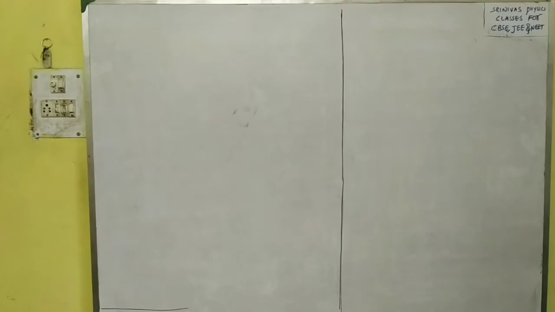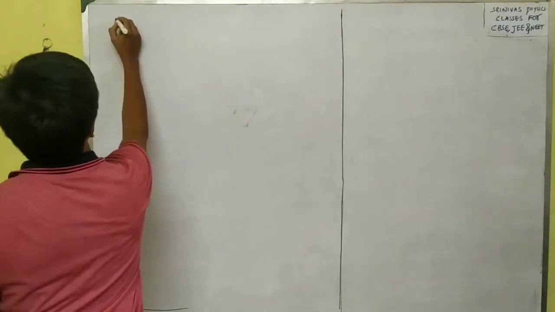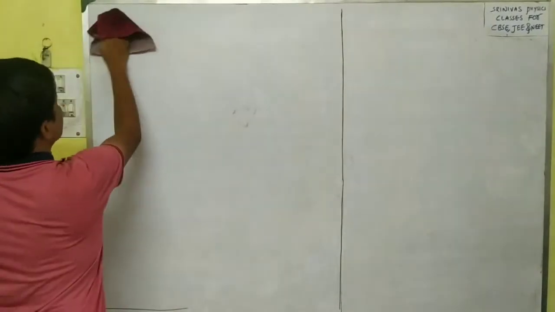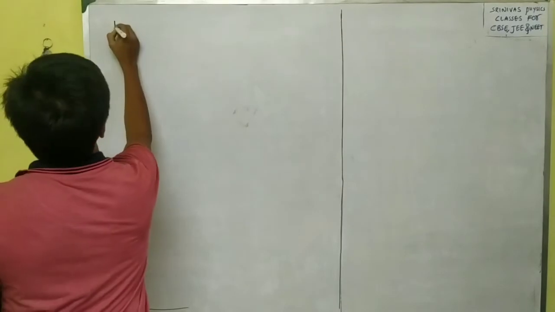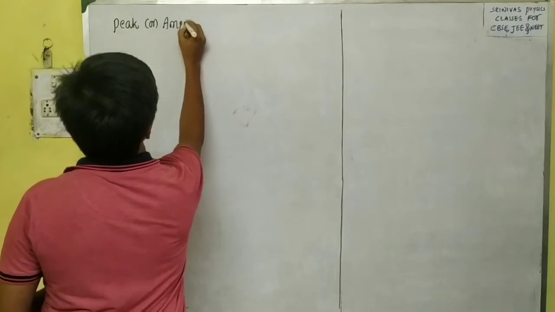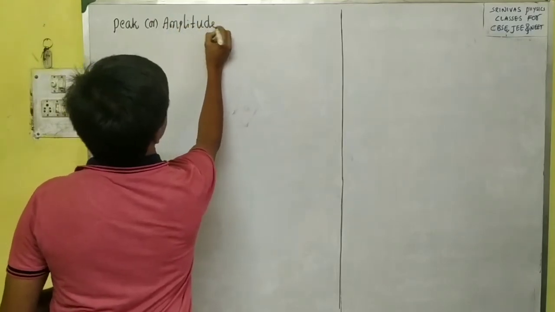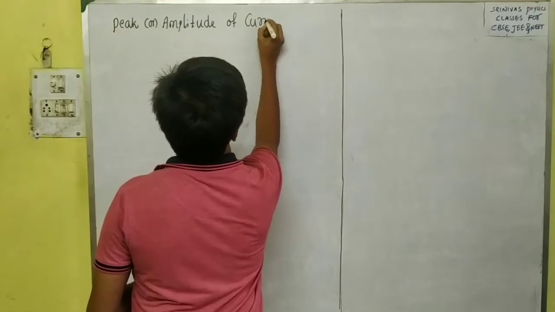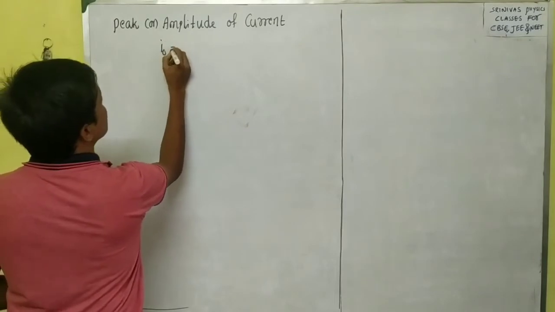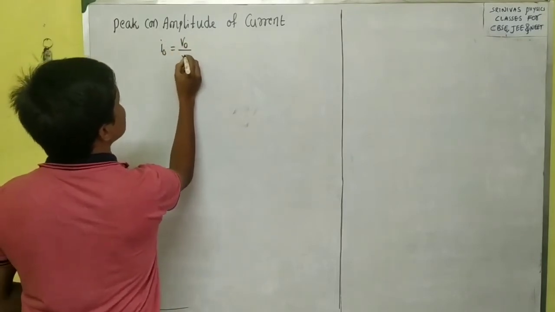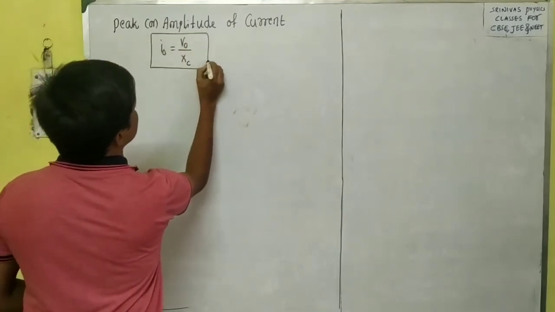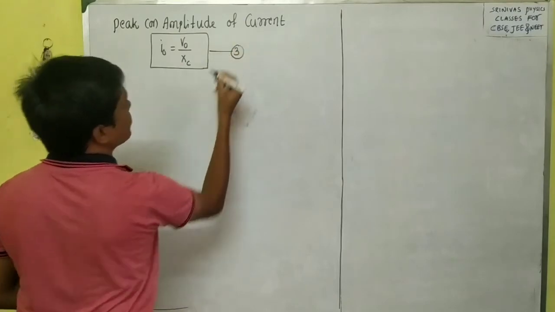Okay, let us see from equation 1 and 2, right? Oh, before that I will write the peak value of current. What you got as the peak value of current, right? Peak or amplitude of current, just from the above equation, that is equation 2. Then from that I naught is equal to V naught by Xc, right? We can take this as equation 3, right?